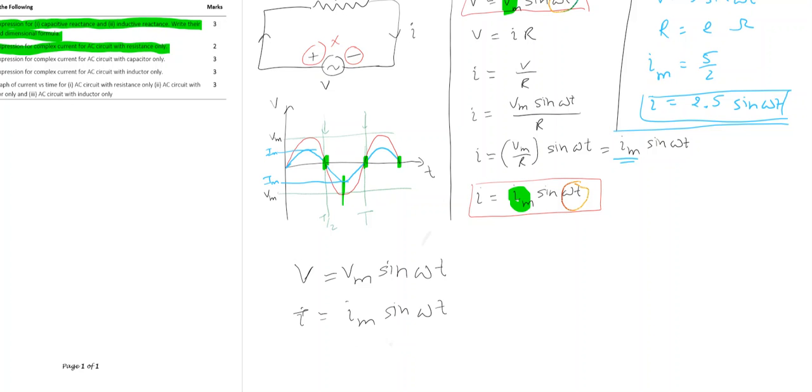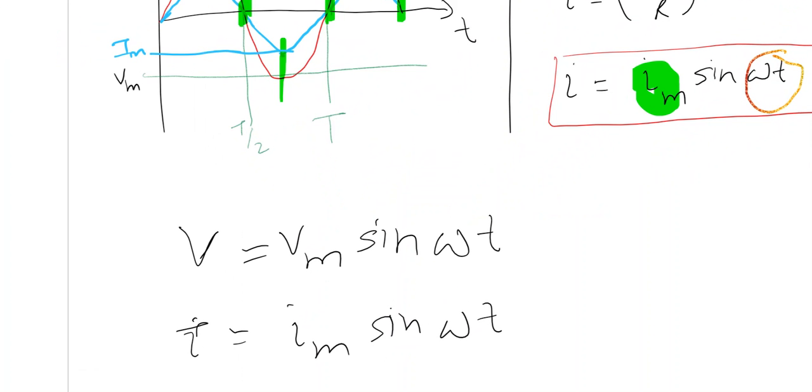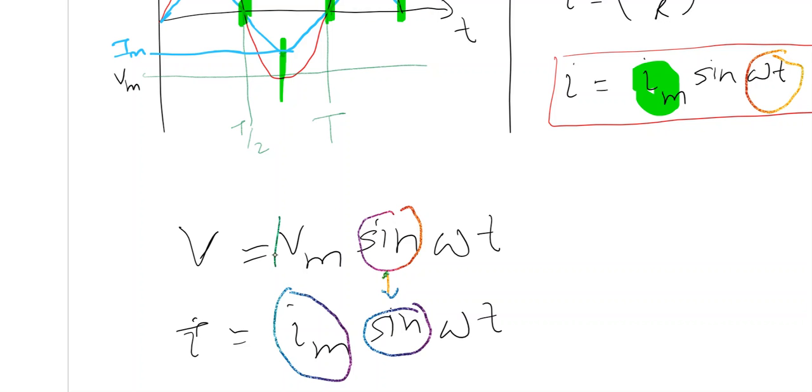One more thing I would like to highlight here, it is not necessary that voltage is always a function of sine, it can be a function of cos also. If voltage is a function of cos, current will also be a function of cos. Okay, what is Im? Maximum value of voltage divided by R.